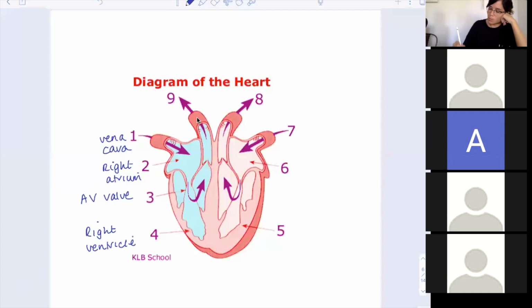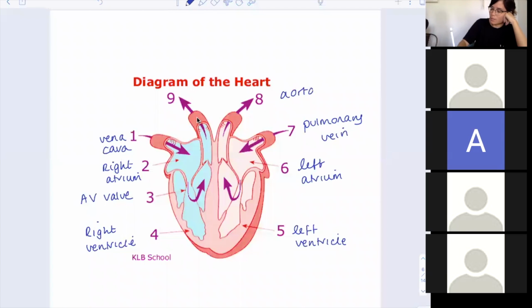5, with that very thick wall, is the left ventricle. 6 is the left atrium. 7 is the pulmonary vein. And penultimately, 8 is the aorta, and 9 is the pulmonary artery. Remember, tricuspid R is on the right-hand side.